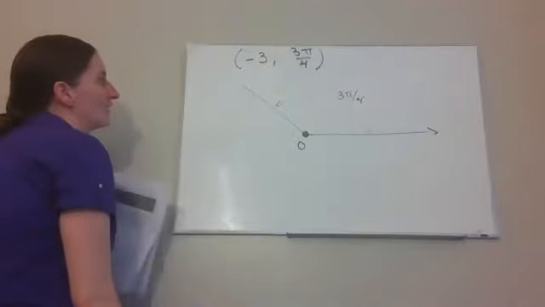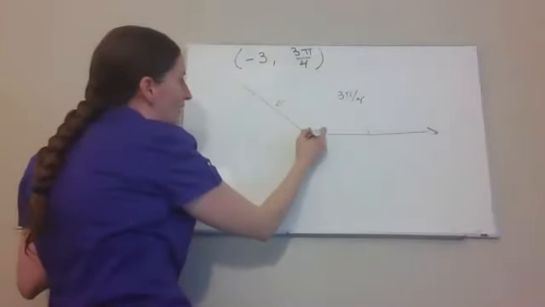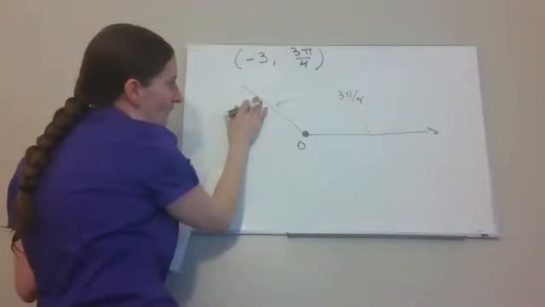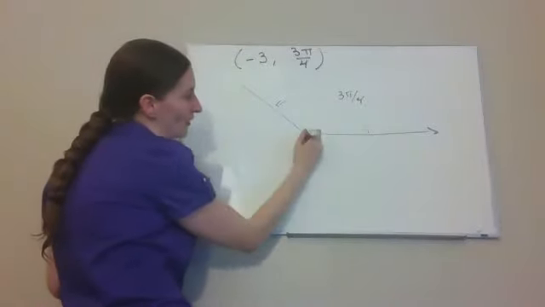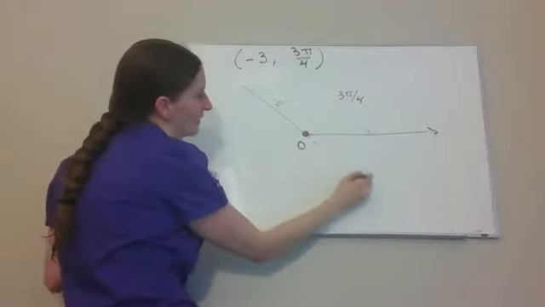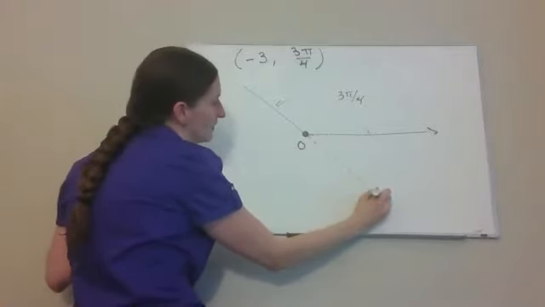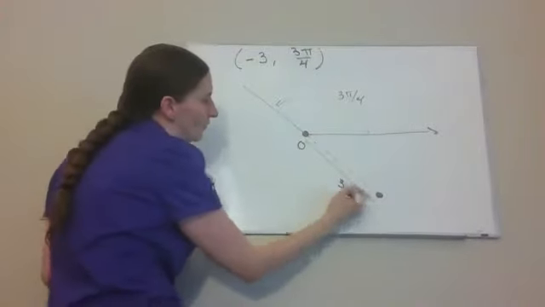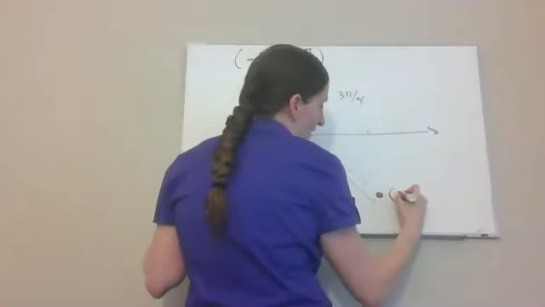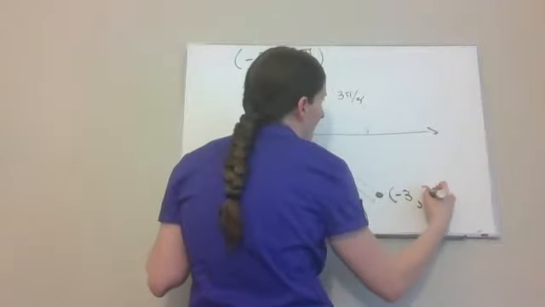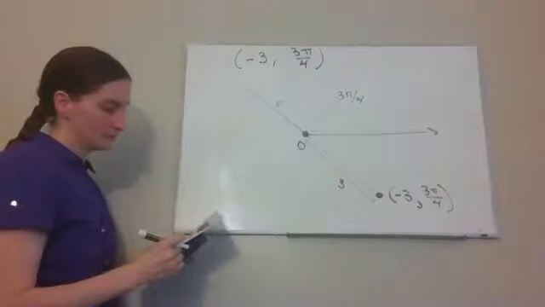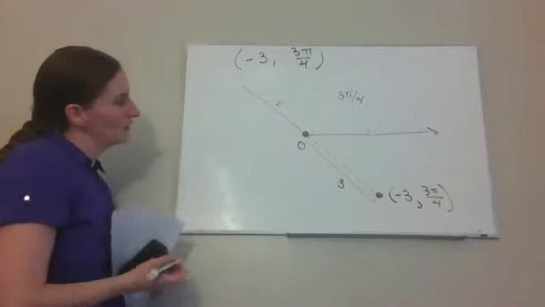But now I have a distance of negative 3. So if I have a point up here, this would be a positive distance. A negative distance puts it over on the other side. So if this distance here is equal to 3, then this point down here is the point negative 3 pi over 4. All right.